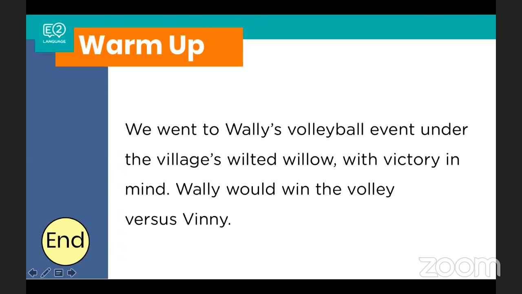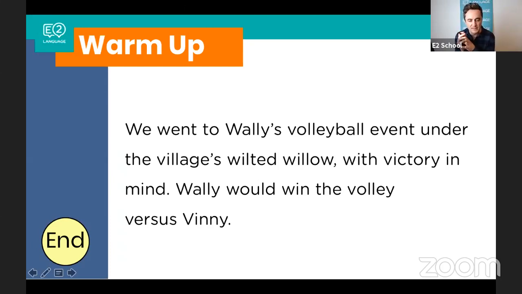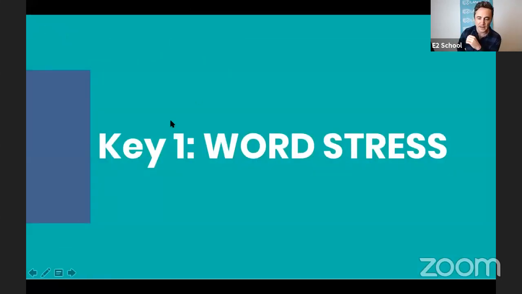Okay, let me try again, just again for those South Asian people. We went to Wally's volleyball event under the village's wilted willow with victory in mind. Wally would win the volley versus Vinny. So it's the difference between using your lips, w, and using your top teeth on your bottom lip, v. Anyway, that might be an example of a particular sound that you find difficult in English, like the w, v thing. All right.